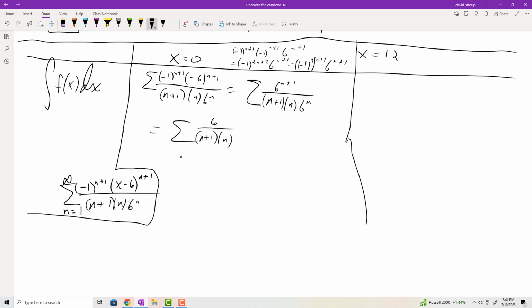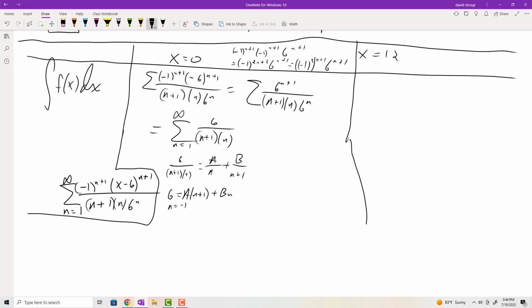So I have the series of 6 all over n plus 1 times n, n equals 1 to infinity. I don't even know where it started. That will equal A all over n plus B all over n plus 1. Multiply through, you get 6 equals A times n plus 1 plus B times n.